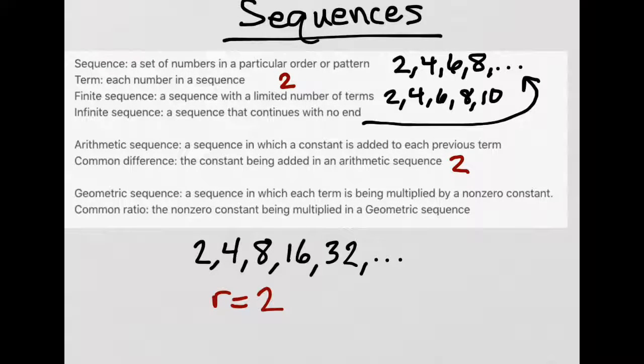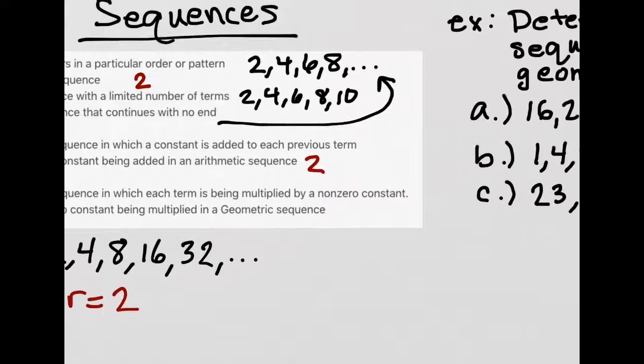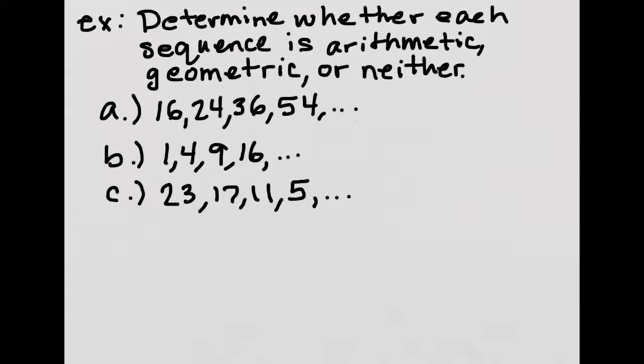Alright, let's go ahead and look at a couple examples. For our first example, we want to determine whether each sequence is arithmetic, geometric, or neither. So as we look at these sequences, we want to ask ourselves, are we adding, subtracting, multiplying, or dividing? And when we're multiplying or dividing, we're really just multiplying by the reciprocal of something. And when we're subtracting, we're really adding a negative number.